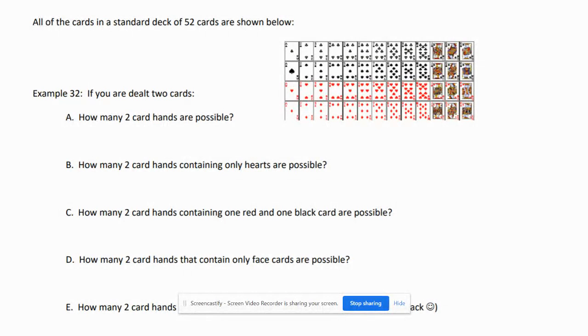Now this symbol is clubs. This symbol is spades. This symbol is hearts, and this symbol is diamonds. The idea is that hearts and diamonds are red cards and clubs and spades are black cards.